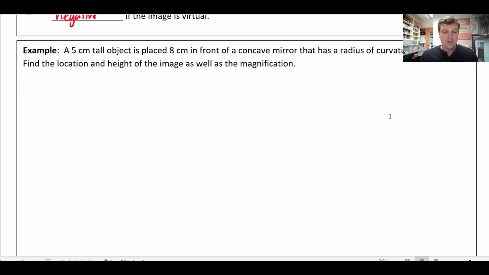So I've got an example here. We're just going to do one, and we've got a 5 centimeter tall object placed 8 centimeters in front of a concave mirror that has a radius of curvature of 20 centimeters. Okay, lots of numbers. Great, thank you. Find the location and height of the image as well as the magnification.